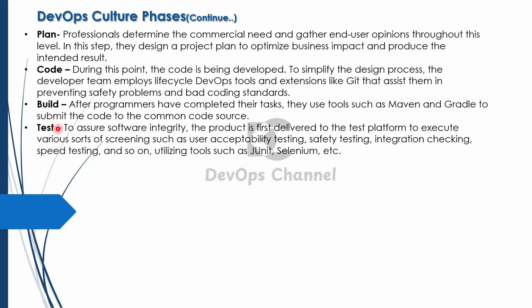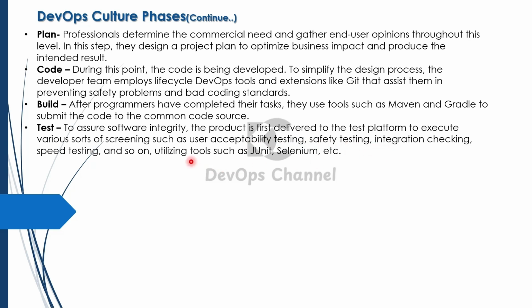Next one is test. To assure safe software integrity, the product is first delivered to the test platform to execute various sorts of screening, such as user acceptability test, safety testing, integration checking, speed testing, and so on.